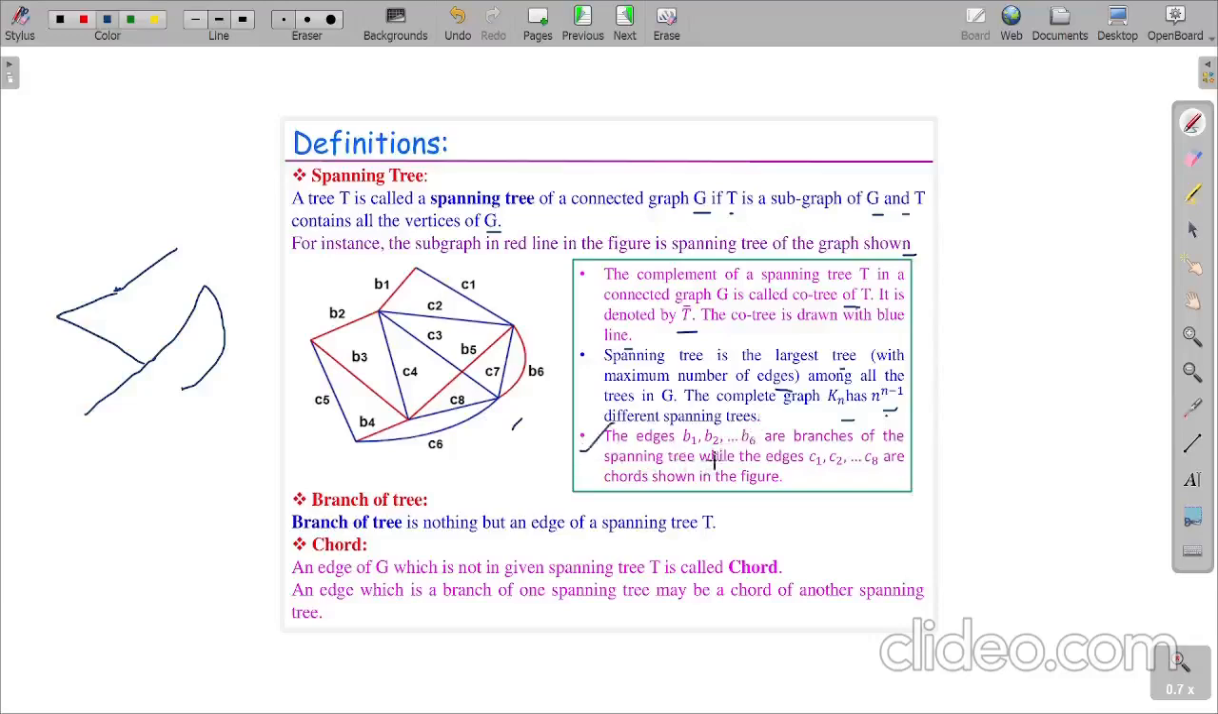The edges B1, B2 up to B6 are branches of the spanning tree, while the edges C1, C2 up to Ck are the chords shown below. The branch of a tree is nothing but an edge of the spanning tree. An edge of G which is not in a given spanning tree is called a chord. An edge which is a branch of one spanning tree may be a chord of another spanning tree.